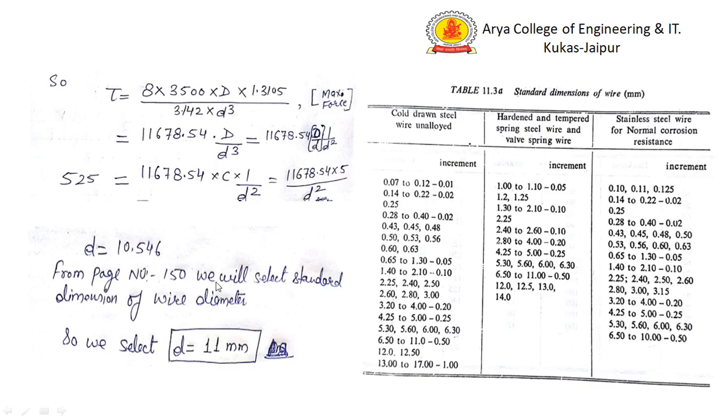Now we will select the standard dimension of the wire diameter from the design data handbook. So from page number 150, here the material is cold drawn steel.